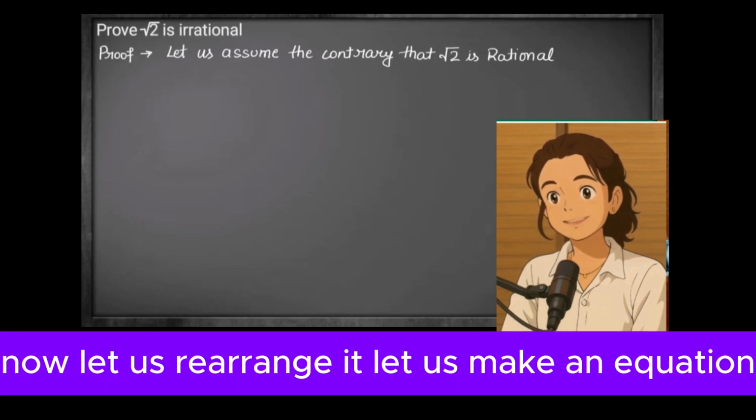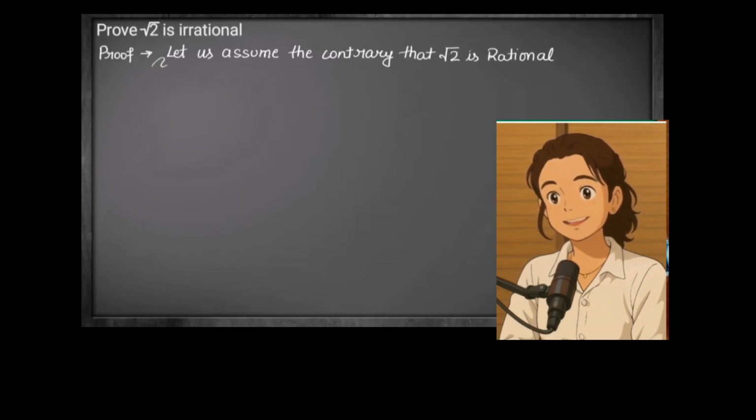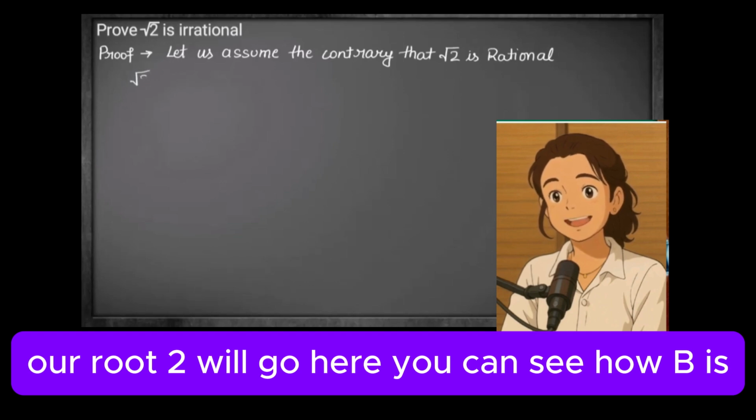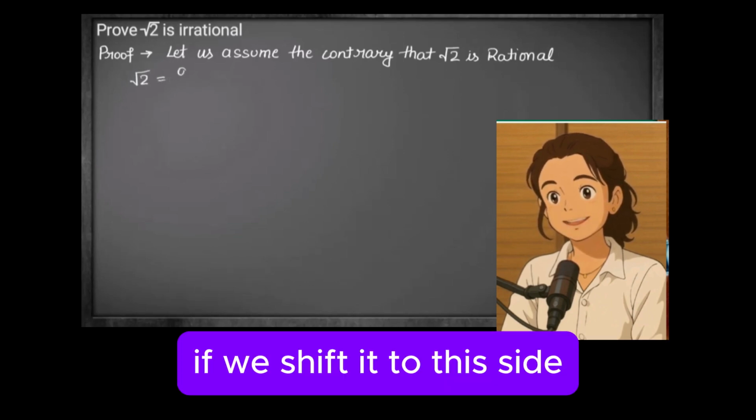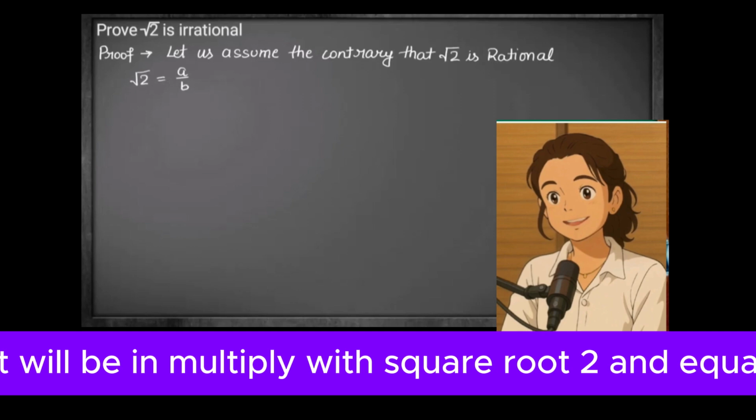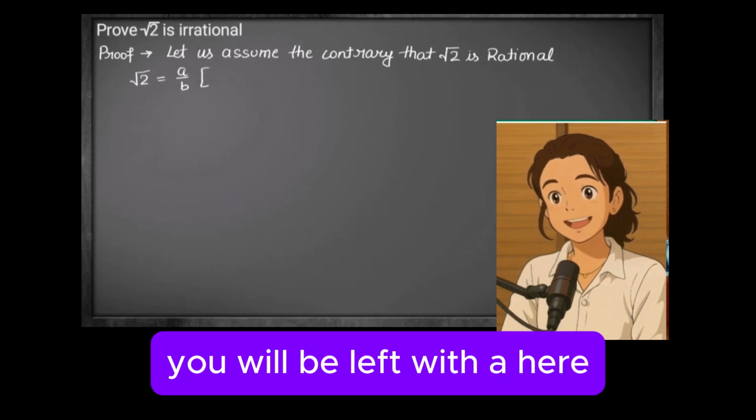Now let us rearrange it. Let us make an equation. Our root 2 will stay here. You can see b is in the denominator. If we shift it to this side, it will be multiplied with square root 2 and equal to a. You will be left with a here.